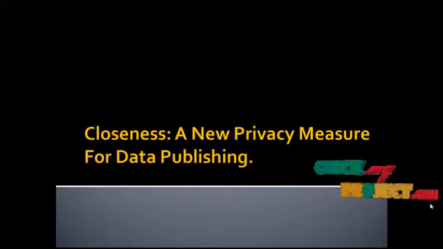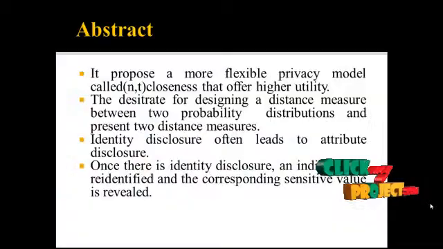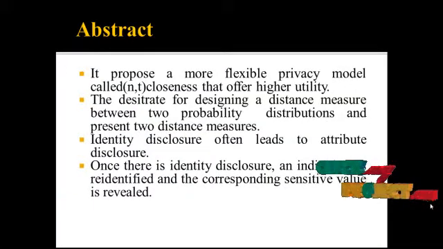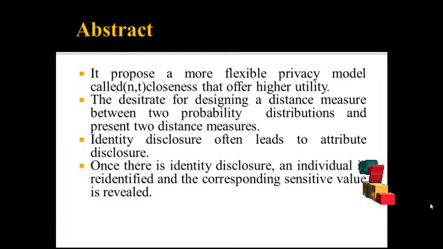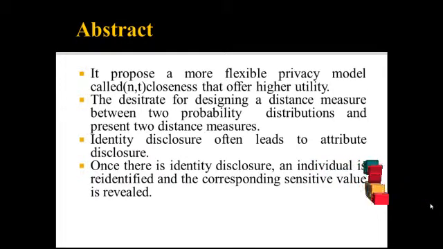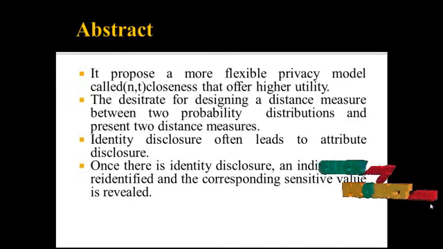Closeness: a new privacy measure for data publishing. Abstract: it proposes a more flexible privacy model called N-T closeness that offers higher utility. The desiderata for designing a distance measure between two probability distributions are presented, along with two distance measures.